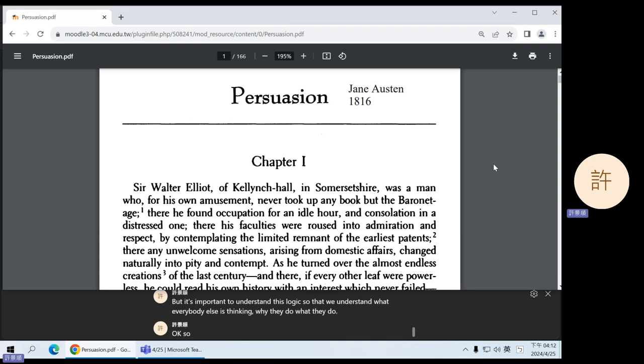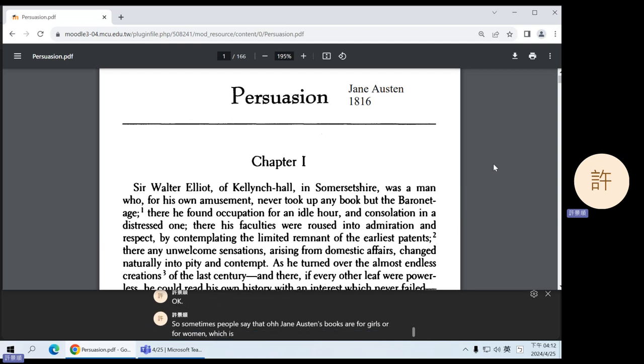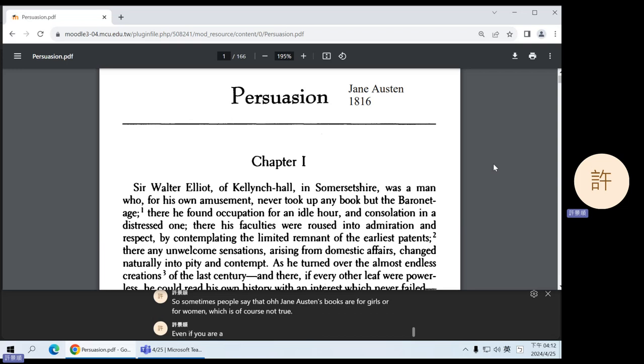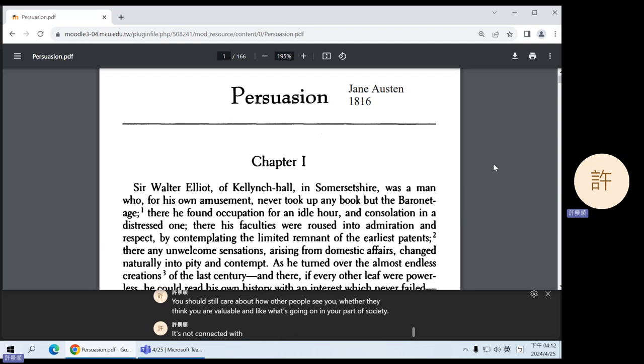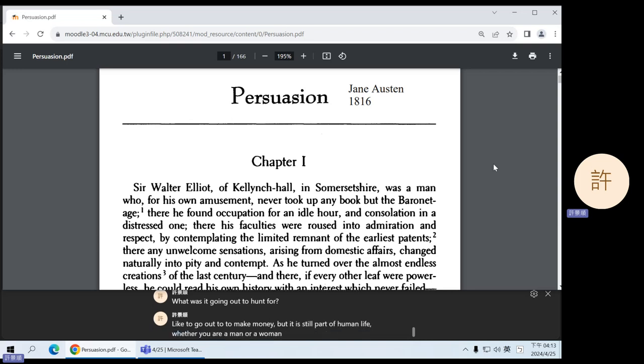Okay, so sometimes people say that, oh, Jane Austen's books are for girls or for women, which is, of course, not true. Even if you are a guy, you still have to care about personal relationships. You should still care about how other people see you, whether they think you are valuable, and what's going on in your part of society. It's not connected with traditional ideas of masculinity, right? What was it, going out to hunt or going out to make money? But it is still part of human life, whether you are a man or a woman, to understand social dynamics, social relationships.